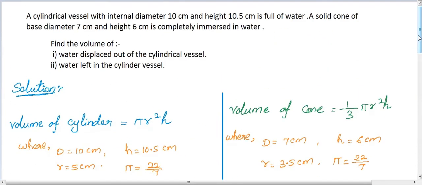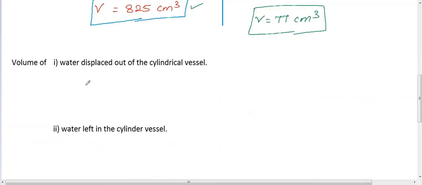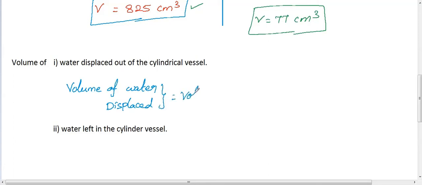Now find the volume of water displaced out of the cylindrical vessel. So the volume of water displaced is nothing but the volume of the solid cone. So the volume of the water displaced out of the cylindrical vessel is 77 cubic centimeters.